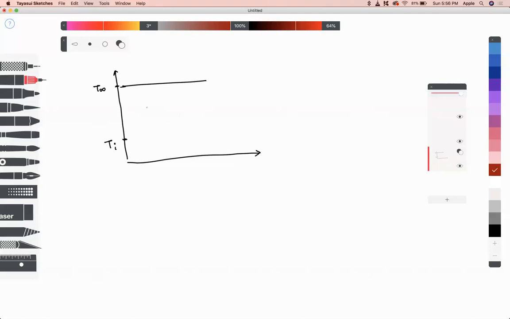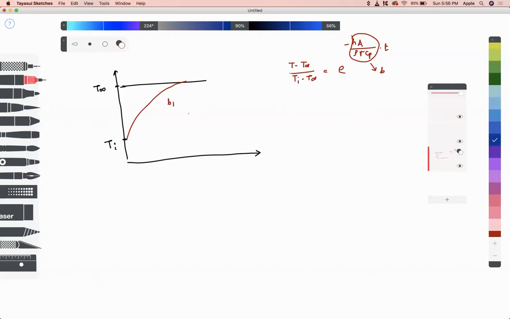So if the exponent keeps on increasing, the curve will keep on changing like this. So this is b1, let's say, for a certain exponent. If we rewrite the expression, (T minus T infinity) by (Ti minus T infinity) is e to the power minus hA by rho V Cp into t. This part I am representing as b. So if this is b1, and then after some time, if I change the value by changing any one of the properties, I will get this b2, and, sorry, it's very difficult to draw, and this is b3.